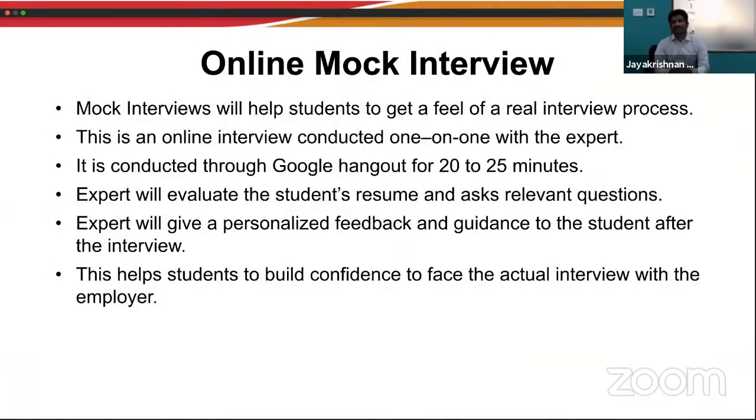Then followed by the interactive session, learners who attend the interactive session are given the opportunity to attend a one-on-one mock interview. The idea is to again give you practice, and you should come with a resume which is well prepared, and an interviewer should be able to ask you relevant questions based on your resume.